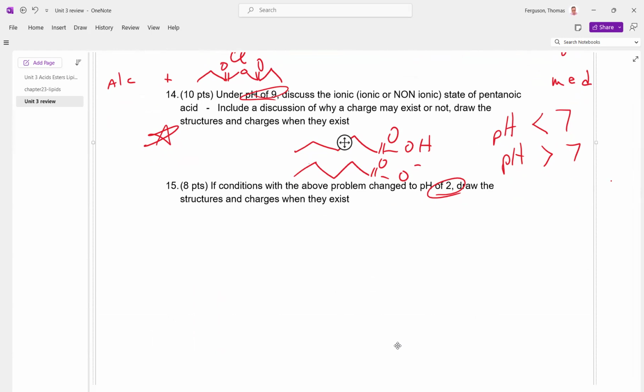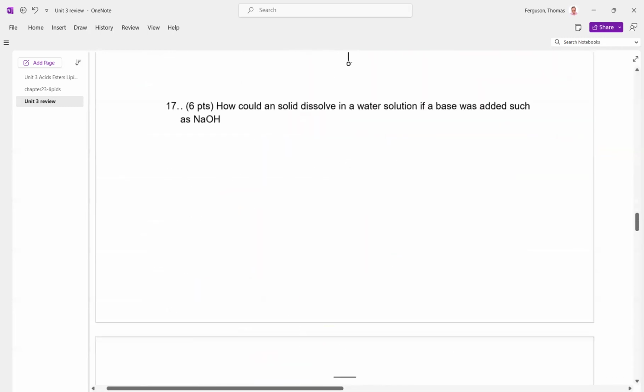This guy here became more polar by putting it in a base. Hence it became ionic. More polar, so it dissolved. So that's where I was going with this. And hardly anyone got it.